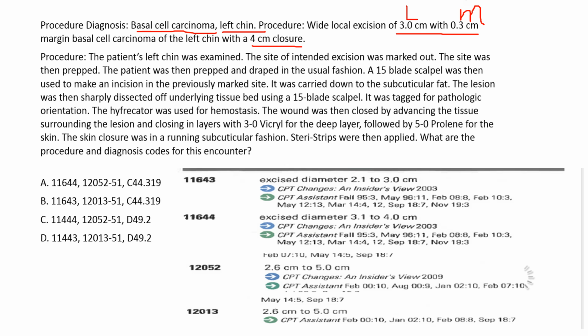The wound was then closed by advancing the tissue surrounding the lesion and closing in layers. So I got some clue: 3-0 Vicryl for the deep layer and following that 5-0 Prolene for the superficial skin. So that means it is in two layers. That means it is an intermediate repair. The skin closure was running in a subcuticular fashion. Steri-Strips were then applied. What are the procedure and diagnosis codes for the encounter?